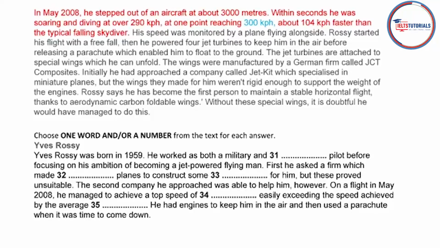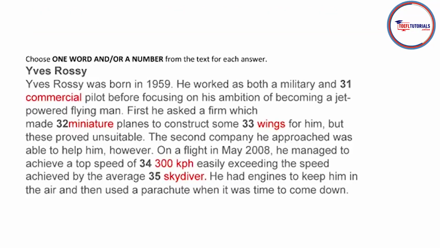So the answer is the second company approach was able to help him on a flight and managed to achieve top speed, easily exceeding the speed achieved by the average skydiver. That's it. So the answer is skydiver. Okay, so in this way you can deal with this. You can see that the answers are here: commercial, miniature, wings, 200 kilometers, skydiver.